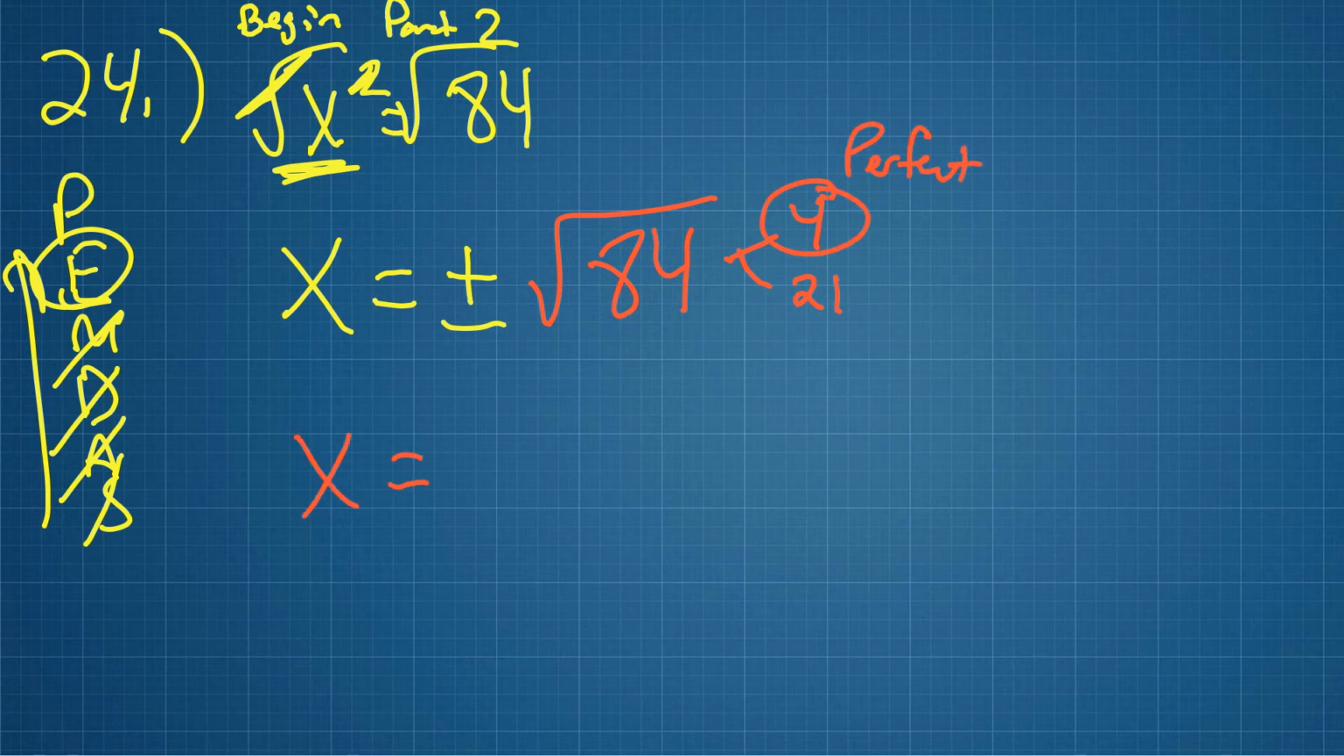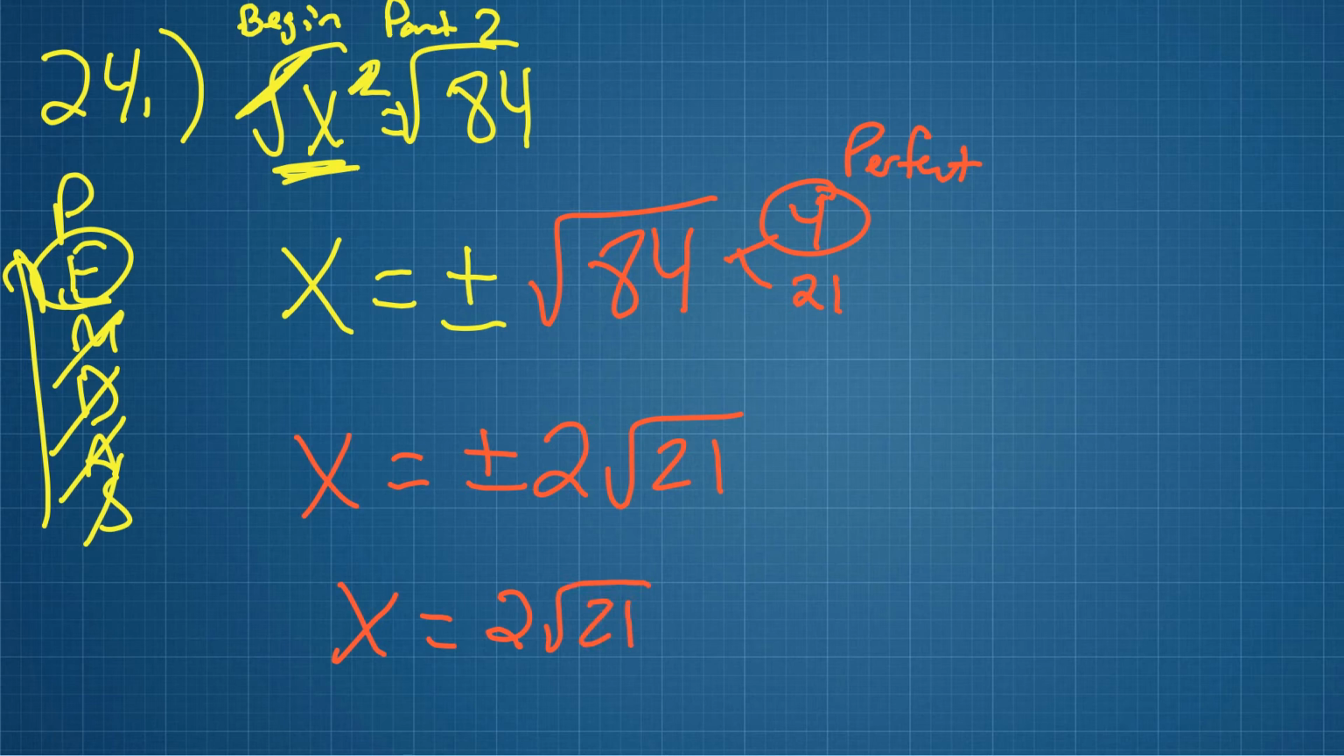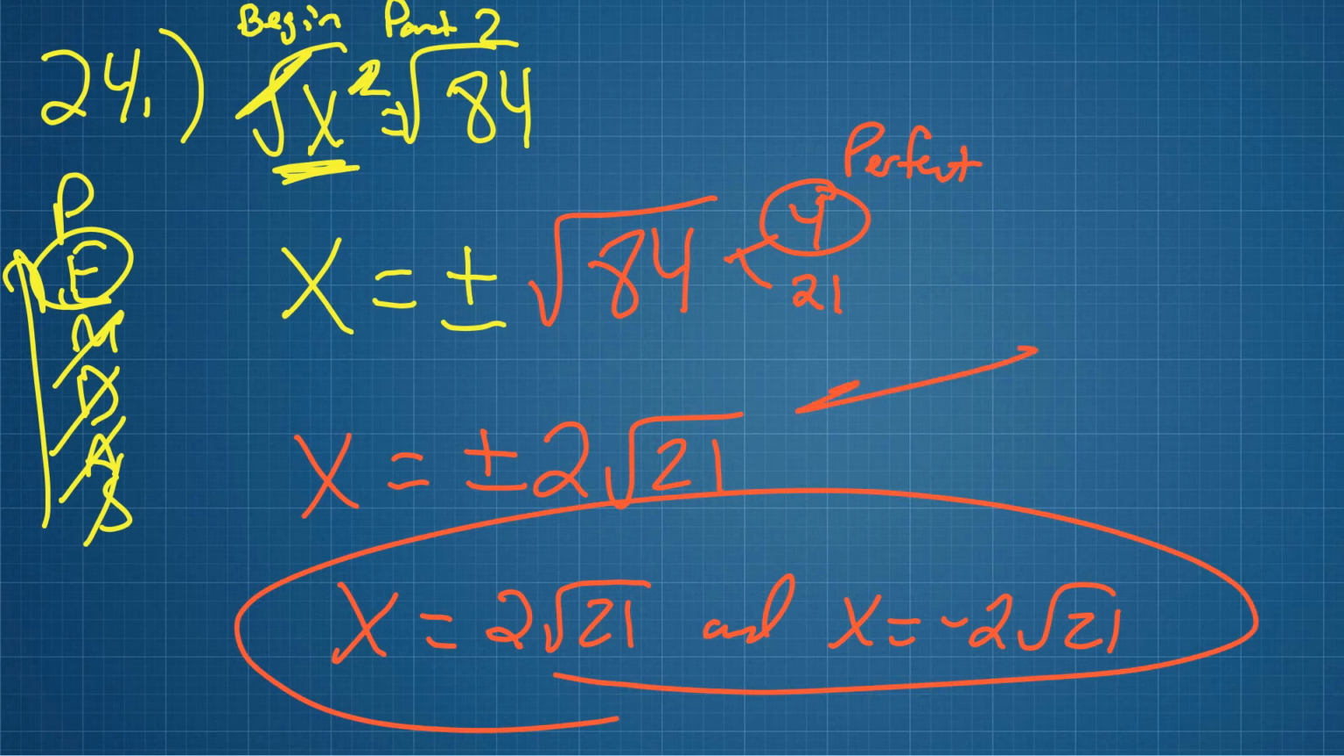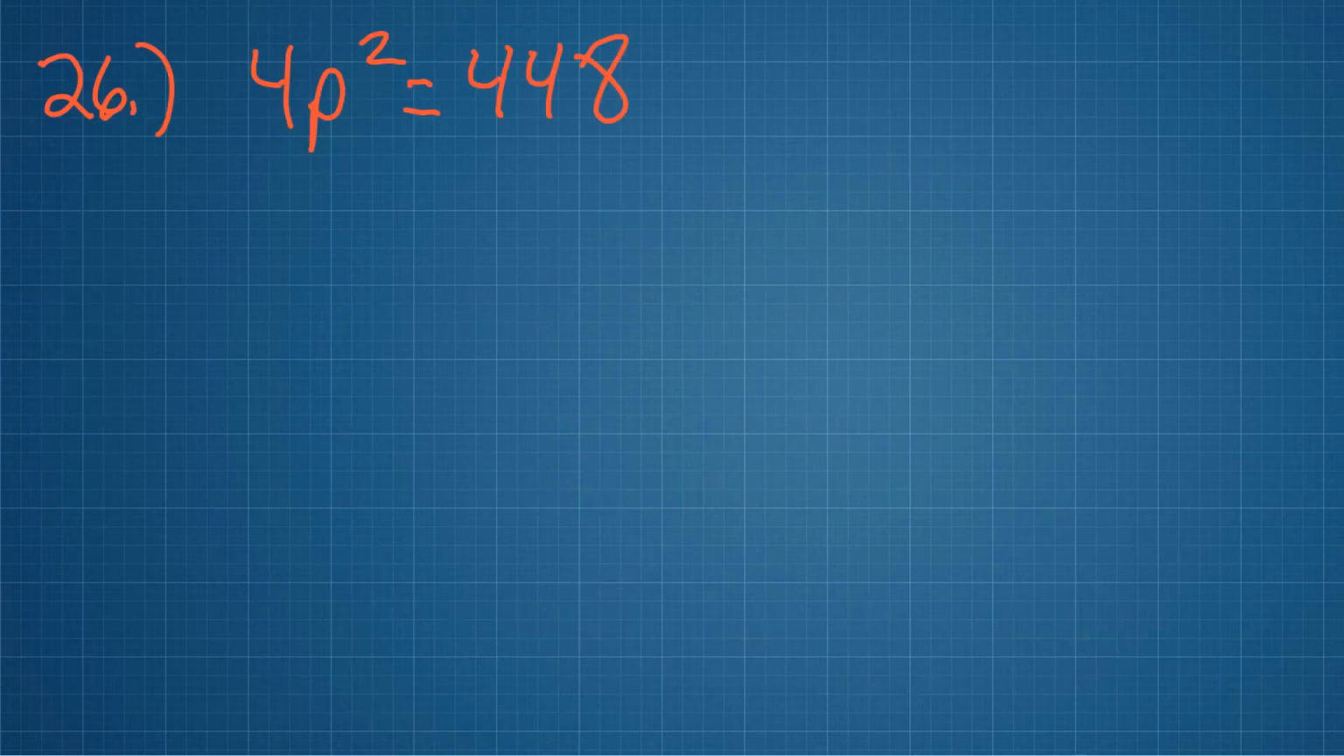So my final answer is x equals, plus or minus already happened. That's why it's in front of the radical already. So now it's 2 radical 21. Because 4 is perfect, it came out as 2. 21 stayed in jail forever. So your final answer is x equals 2 radical 21 and x equals negative 2 radical 21. Now in the future, you can stop there and that can be your final answer.